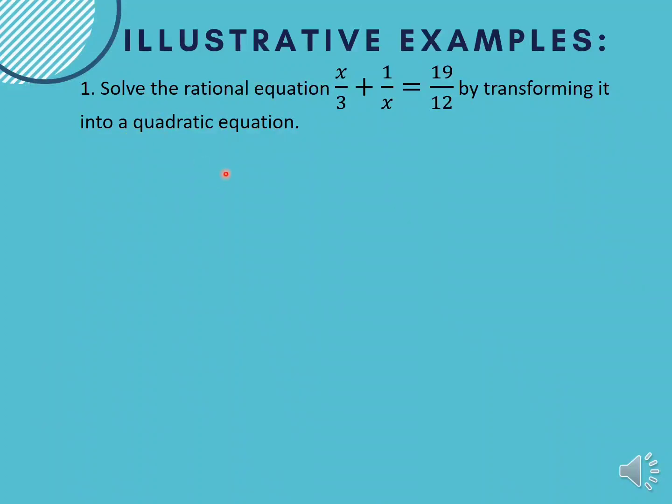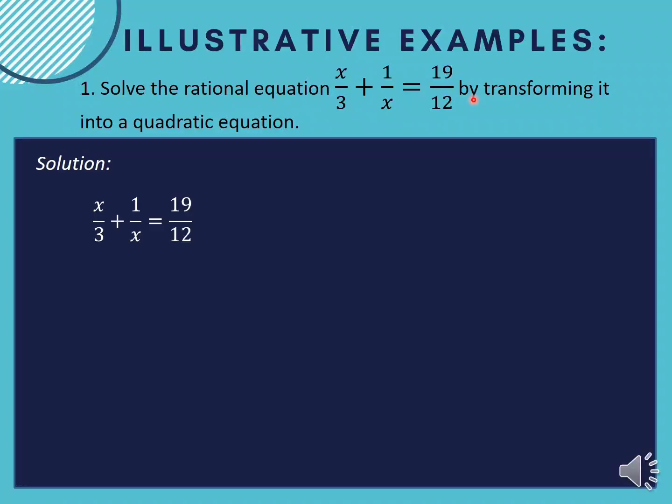So, paano natin tatanggalin si denominator? This is how. First, of course, we have to copy the given: x over 3 plus 1 over x is equal to 19 over 12. Next is to find the LCD, the LCD between 3x and 12. Okay, sa numbers tayo, 3 and 12.